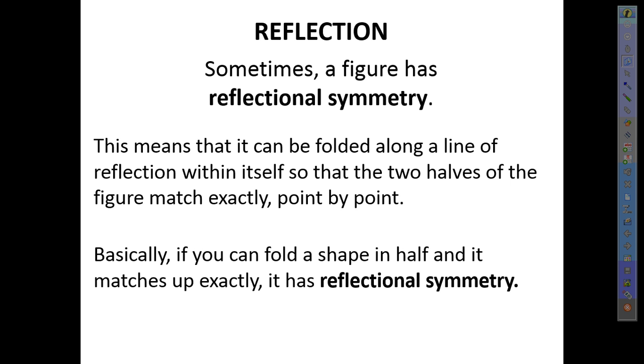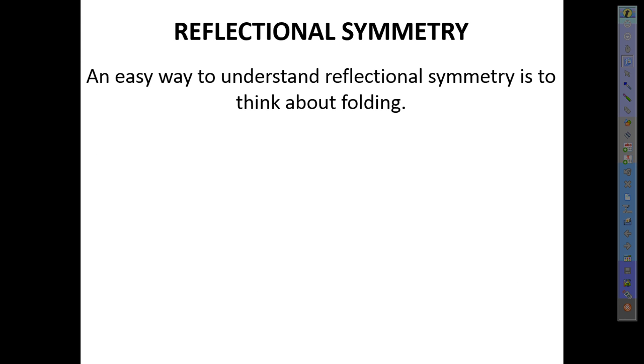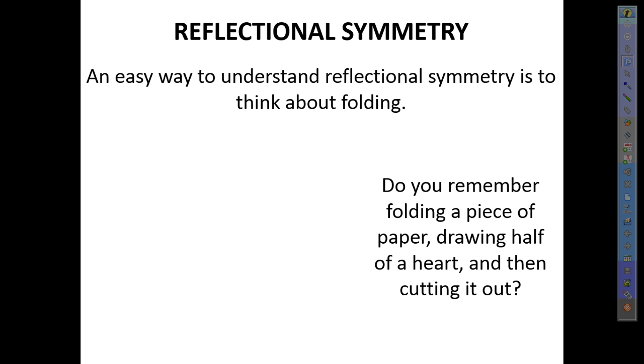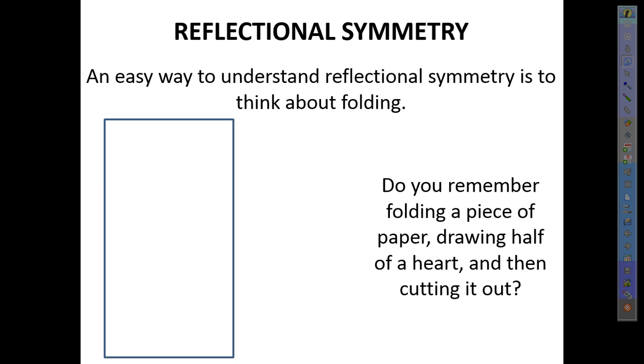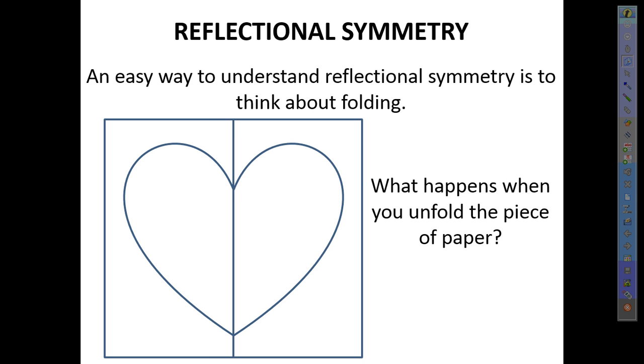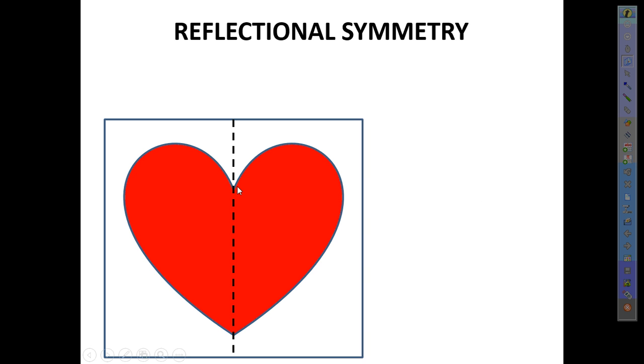So basically, it's the idea that if you fold the shape in half, it matches up exactly, and then it's referred to as reflectional symmetry. So we'll fold it in half. Do you remember folding a piece of paper, drawing half of a heart, and then cutting it out? So you've got that folded piece of paper, you cut out the heart, and then when you unfold the piece of paper, you have a heart. It's the same on both sides.